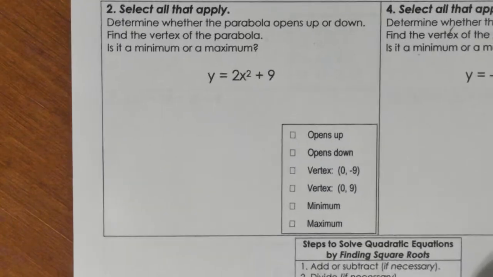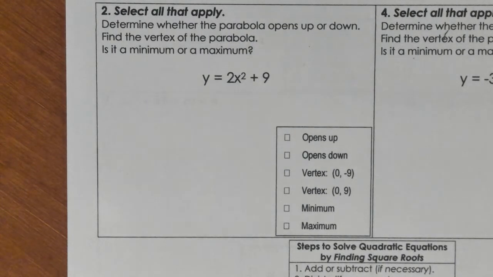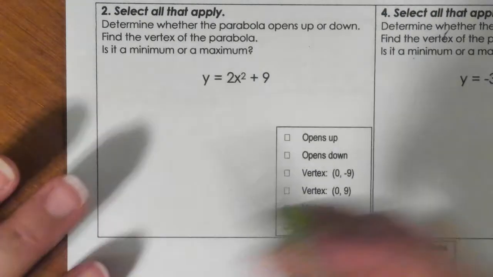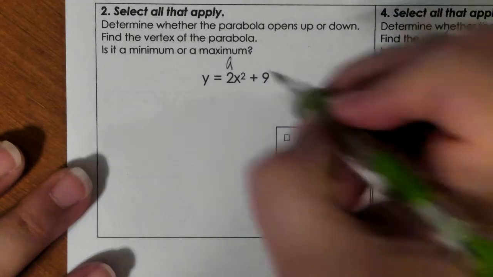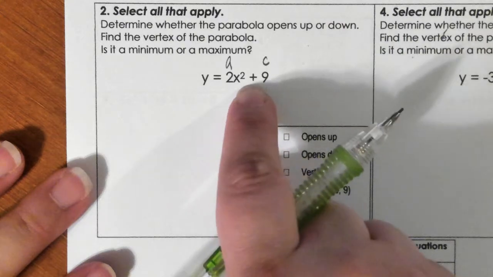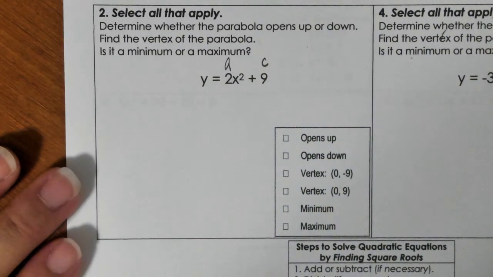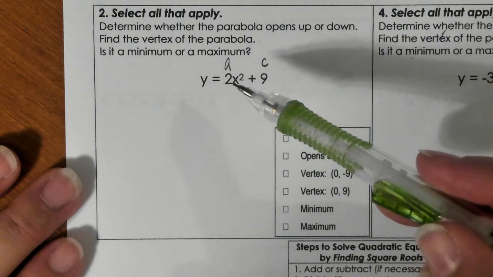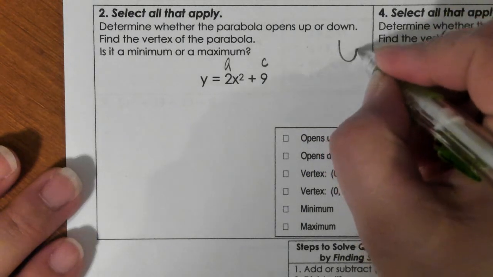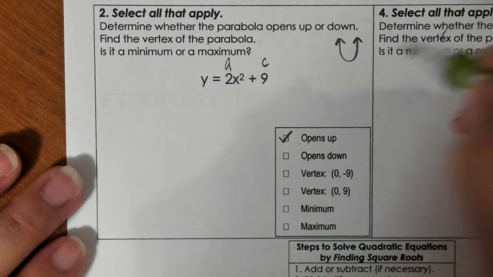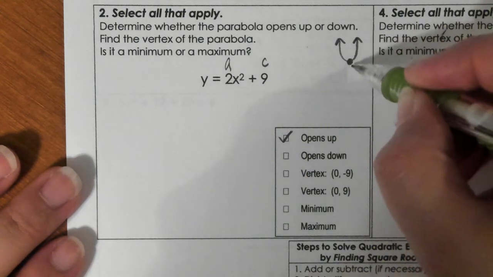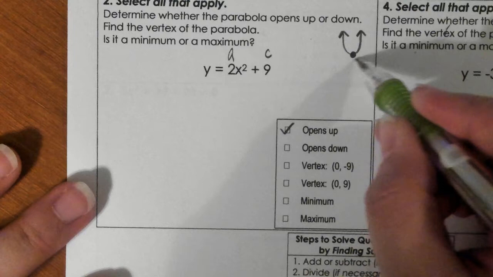Okay, and number 2, it says determine whether the parabola opens up or down, and then find the vertex of the parabola, and is it a minimum or a maximum. So first thing I'm going to do is look for the a value. I'm going to go ahead and label the other value C. Because remember, there's no b here, there's no x. Because that a is positive, the parabola opens up like this. So that's opening up, which means that vertex would be down here, which is your low point. That's a minimum.